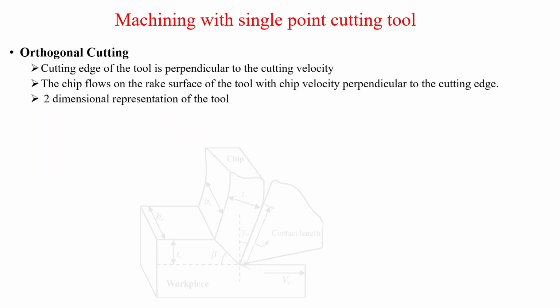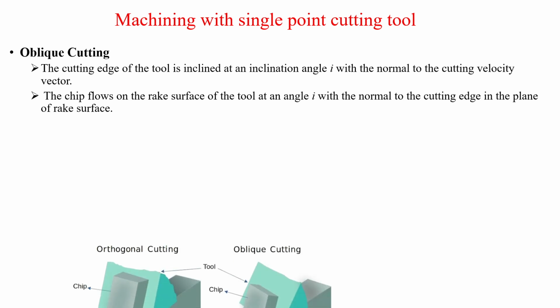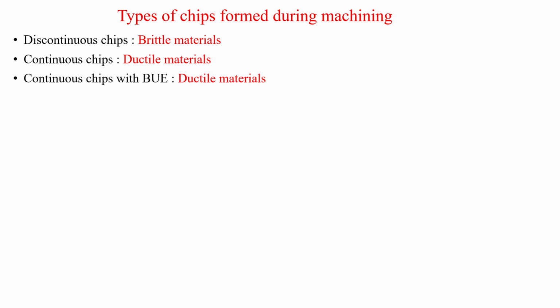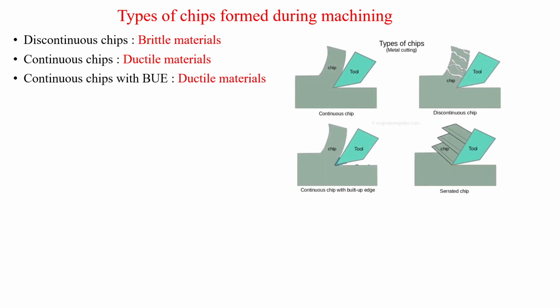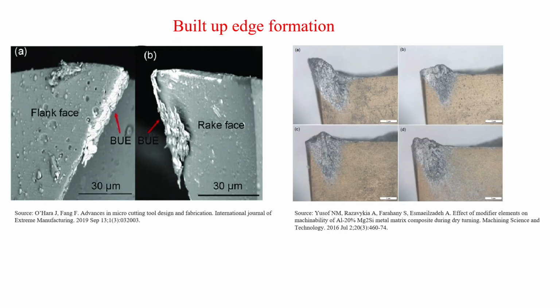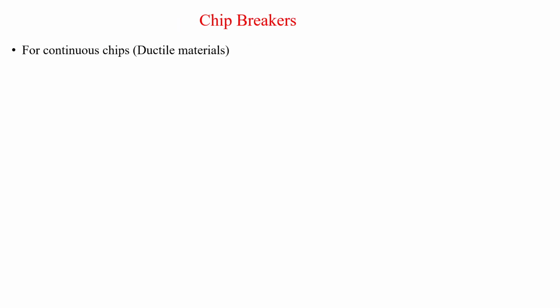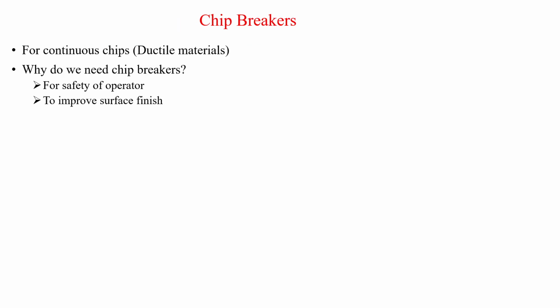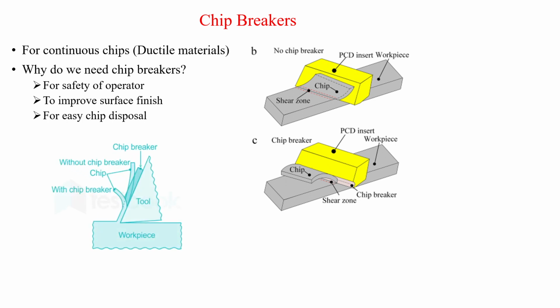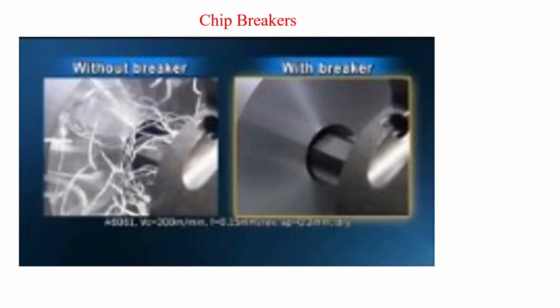The orthogonal cutting: what are the differences between orthogonal cutting and oblique cutting? Then the types of chips formed: discontinuous chips, continuous chips, and continuous chips with build up edge formation. What are the factors which lead to build up edge formation? And some pictures of build up edge formation. Then we saw what chip breakers are, why they are used, and for which materials they are applied. These are the basics of chip breakers, and then we saw a video of a chip breaker.